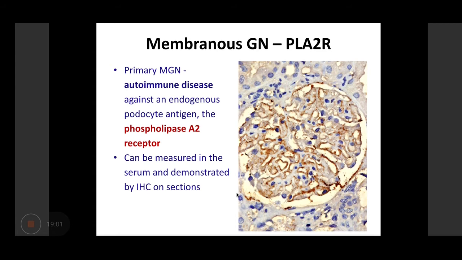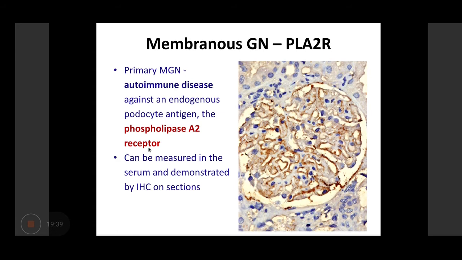Now in recent years, a lot of progress has occurred. Work has been done by scientists on membranous glomerulonephritis, and they have discovered that primary membranous glomerulonephritis is actually an autoimmune disease where an antibody is formed against a self-antigen. What is the self-antigen? This is an endogenous podocyte antigen called phospholipase A2 receptor. So the autoantibodies are formed against this phospholipase A2 receptor.